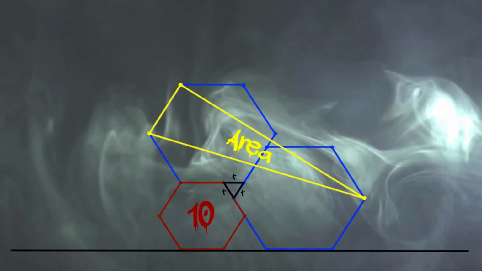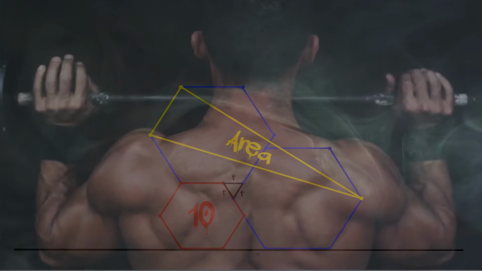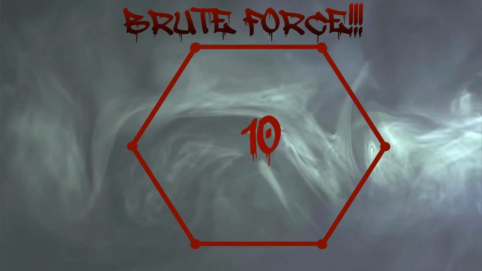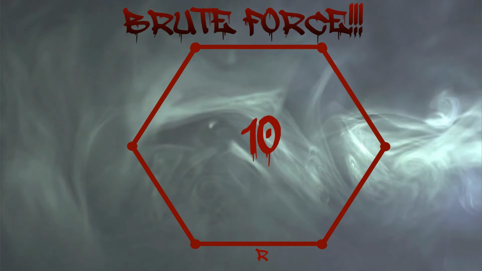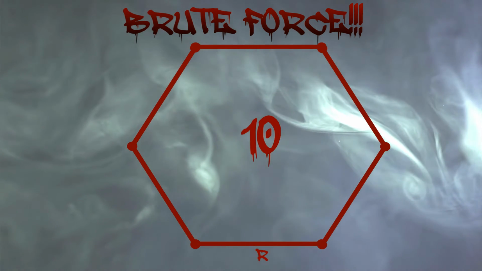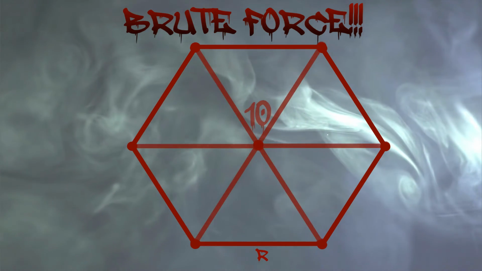So maybe we label the sides T for triangle. Now I think we're all set up to solve this, so let's start with the brute force method. Since we know the area of the red hexagon is 10, we could figure out the length of the sides of the red hexagon. And while there are formulas for such things, in case you don't have the formula memorized, all you gotta do is think about this hexagon as 6 equilateral triangles.